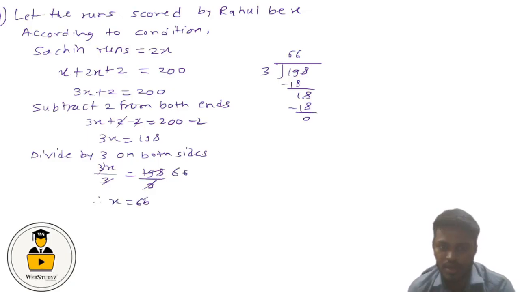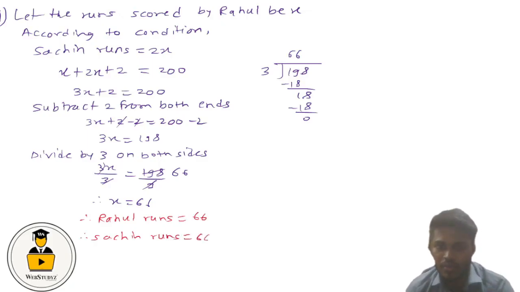Now x is the runs scored by Rahul. So we can say that Rahul's runs are 66, and similarly Sachin's runs are double Rahul's runs. So it will be 66 into 2. 6 twos are 12, carry 1, 6 twos are 12 plus 1 will be 13, so 132. So these are the runs scored by Sachin and Rahul.